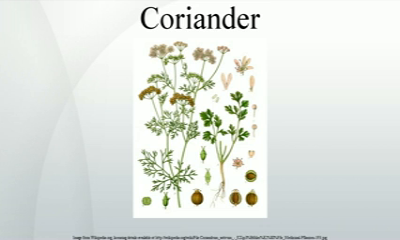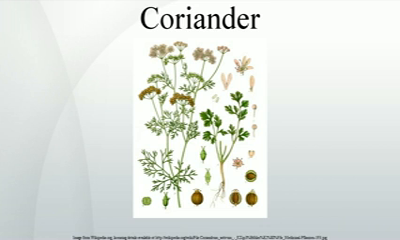Uses. All parts of the plant are edible, but the fresh leaves and the dried seeds are the parts most traditionally used in cooking. Coriander is common in South Asian, Southeast Asian, Indian, Middle Eastern, Caucasian, Central Asian, Mediterranean, Tex-Mex, Latin American, Portuguese, Chinese, African, and Scandinavian cuisine.